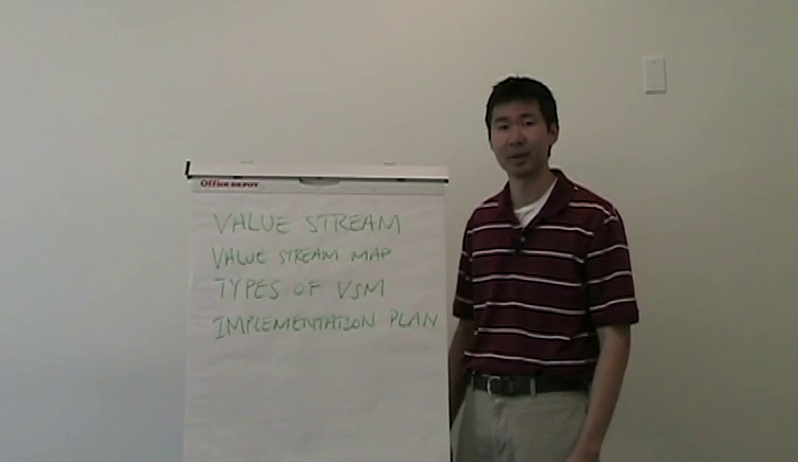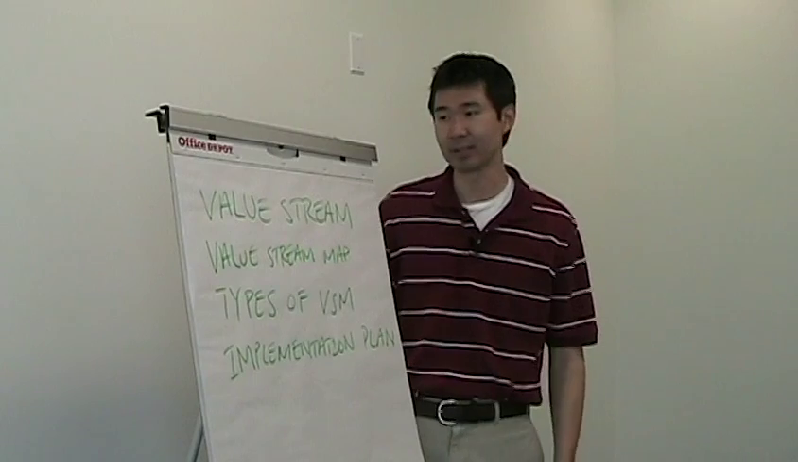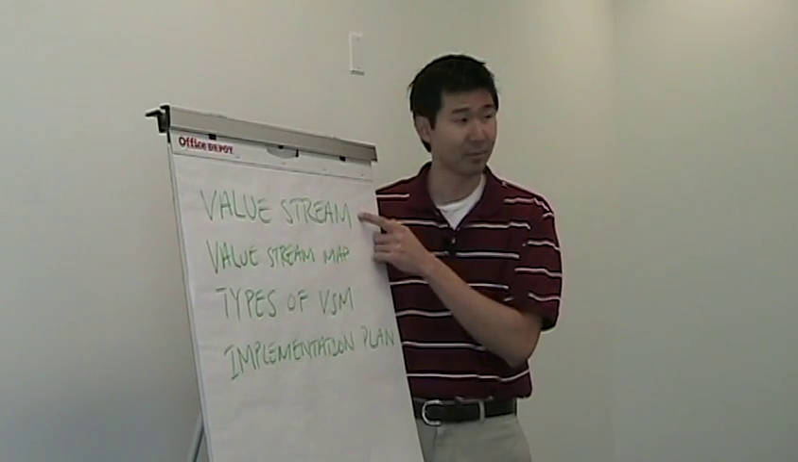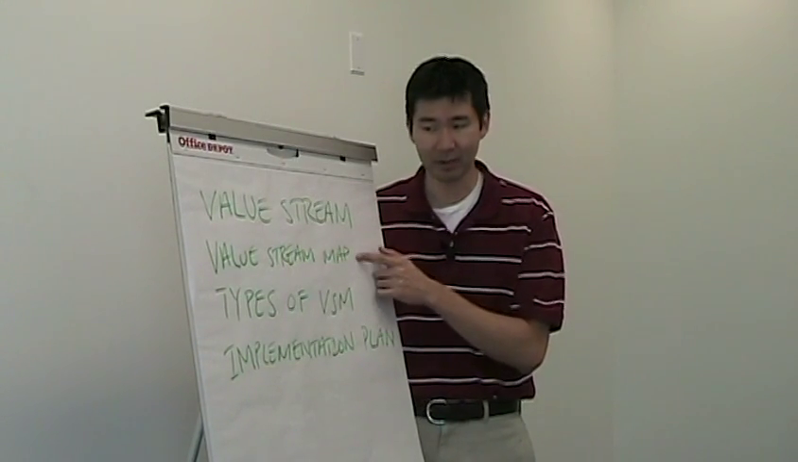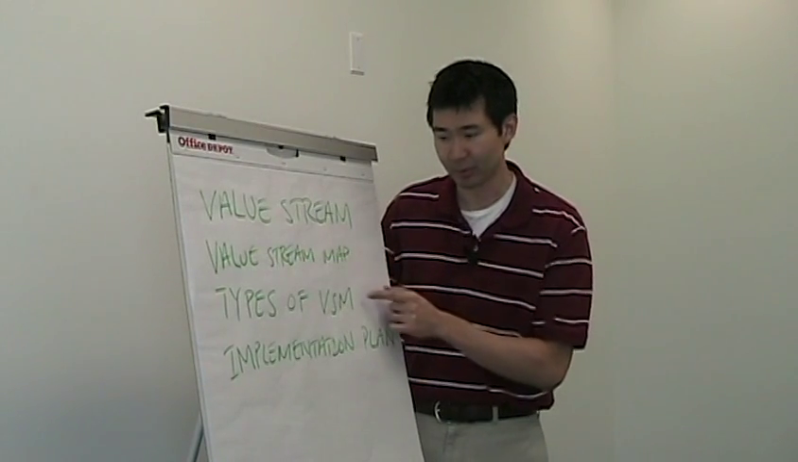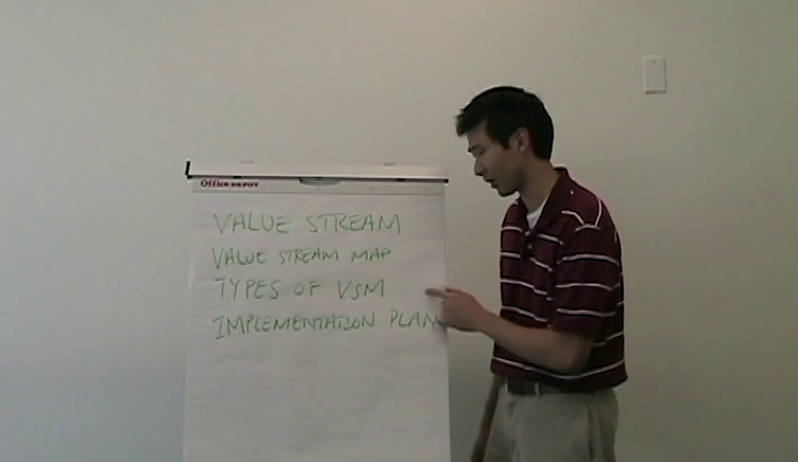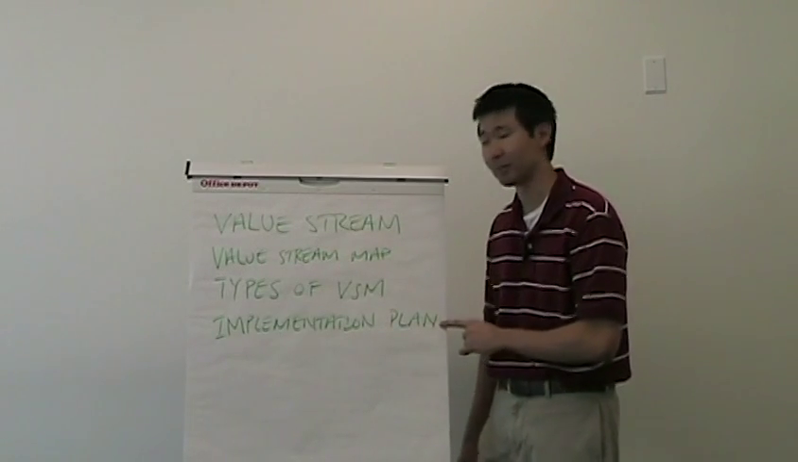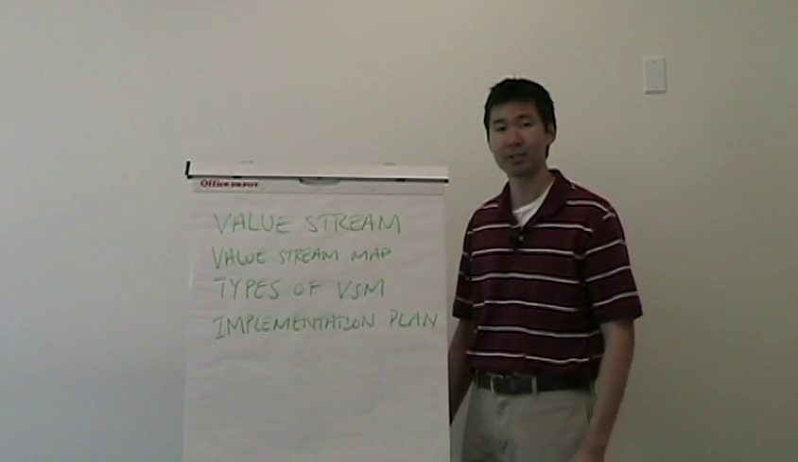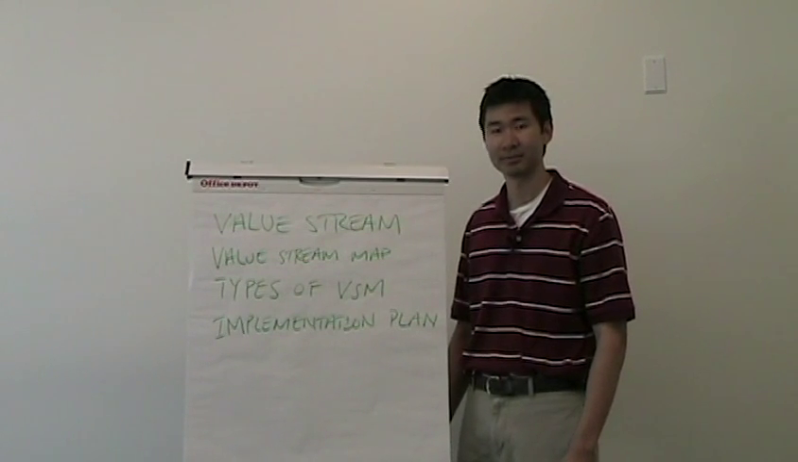Welcome to the value stream mapping section of the stability series. Now in this section we'll define what a value stream is, we'll take you through the basics of how to value stream map, we'll define the types of value stream maps that there are, as well as developing an implementation plan. But before we get started, here's a small intro into the subject.